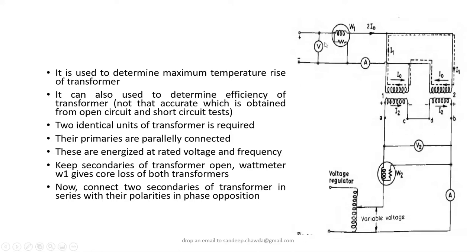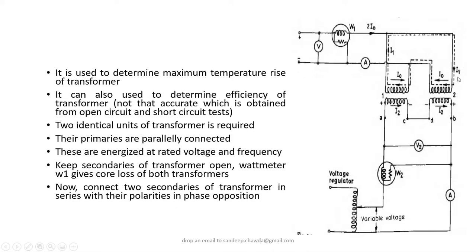The wattmeter which is connected in this circuit is going to give you the core losses or iron losses of the transformers. How many transformers are connected here? Two transformers. So whatever reading is recorded by this wattmeter will basically be the losses in the first transformer as well as the second transformer. The losses measured by wattmeter 1 will give the core losses or iron losses for both transformers.